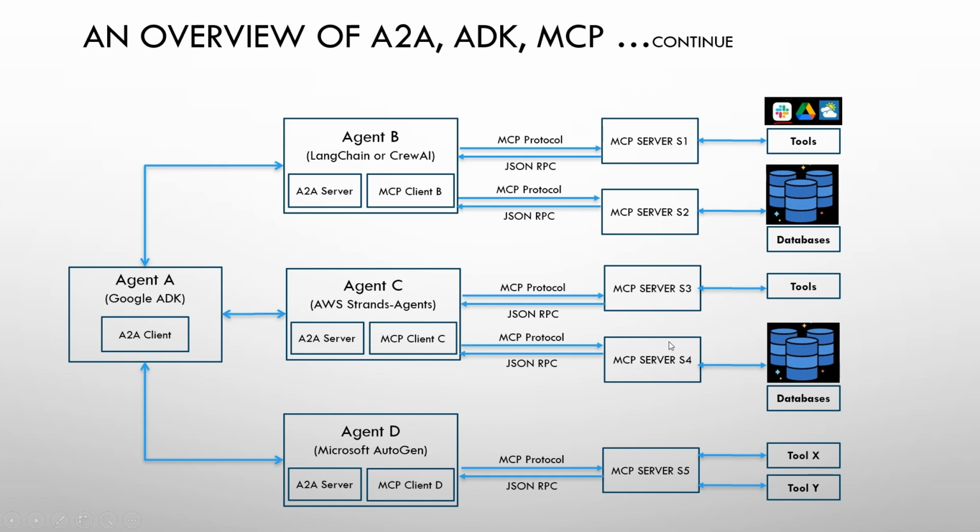Suppose there are these MCP servers, server 1, 2, 3, 4, and 5. MCP server 1 is catering to certain tools like Slack and Google Drive. MCP server 2 is catering to the database servers. Similarly, 3 is for some other tools, 4 is again for databases, and 5 is for some other tools. Now, if there are MCP servers like that, then this agent can very easily interact with all these servers and thereby get access to all the tools which are required to do any operations on these tools and databases.